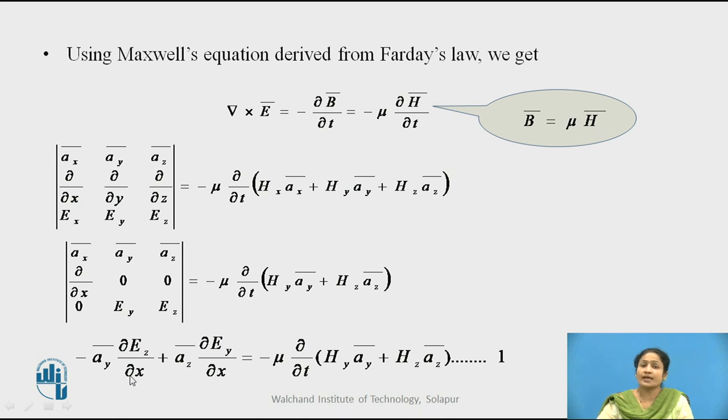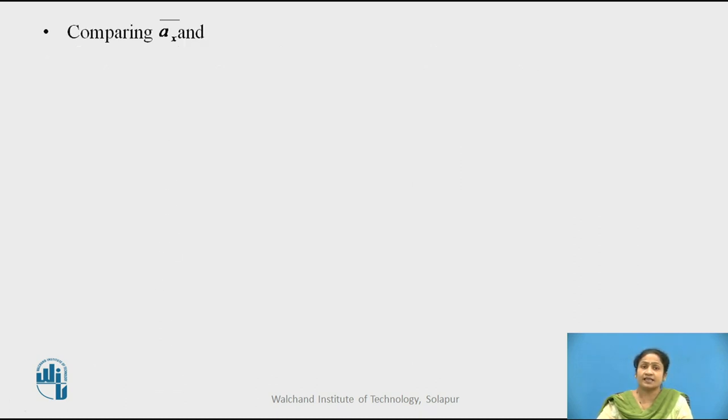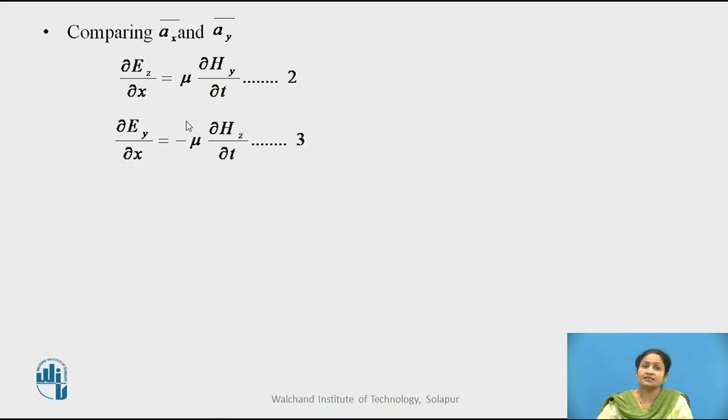Now, we will compare the Ay terms and Az terms on the LHS and RHS sides. After comparison, we get equation 2 as dou Ez by dou x is equal to mu dou Hy by dou t in the Ay bar direction, and in the Az direction, dou Ey by dou x is equal to minus mu dou Hz by dou t.